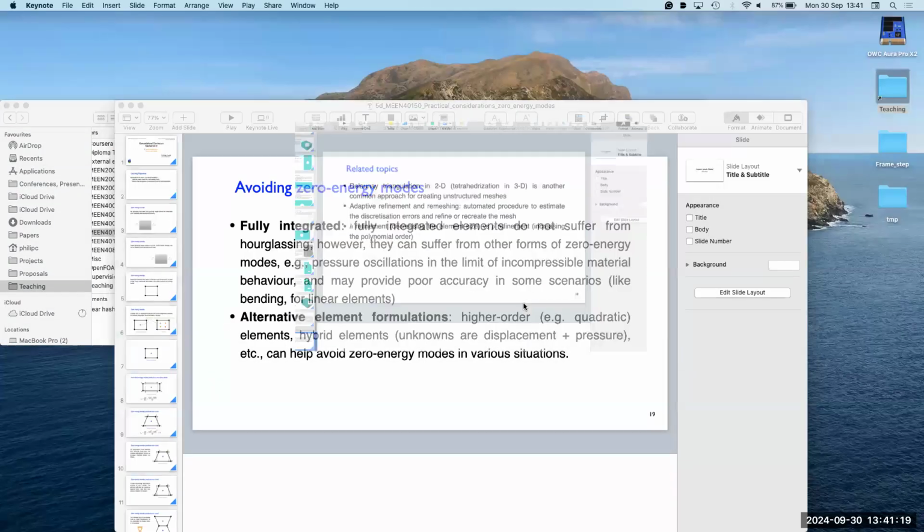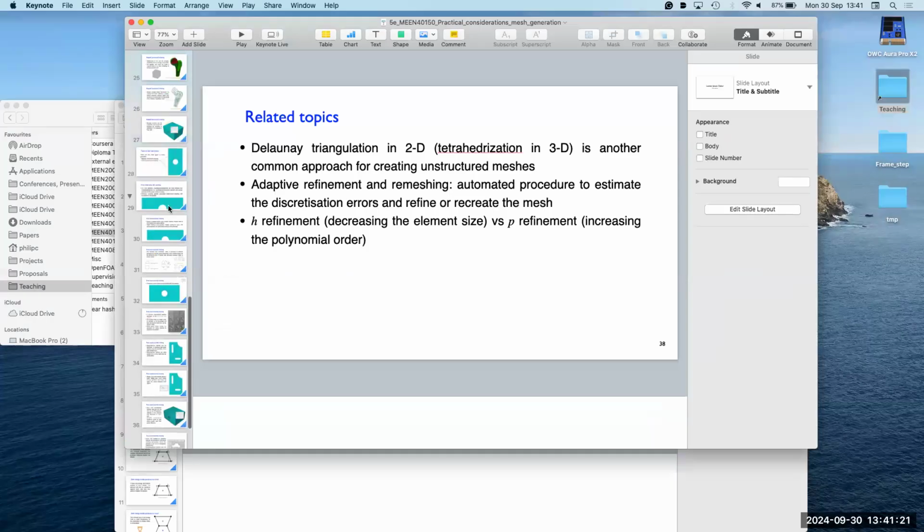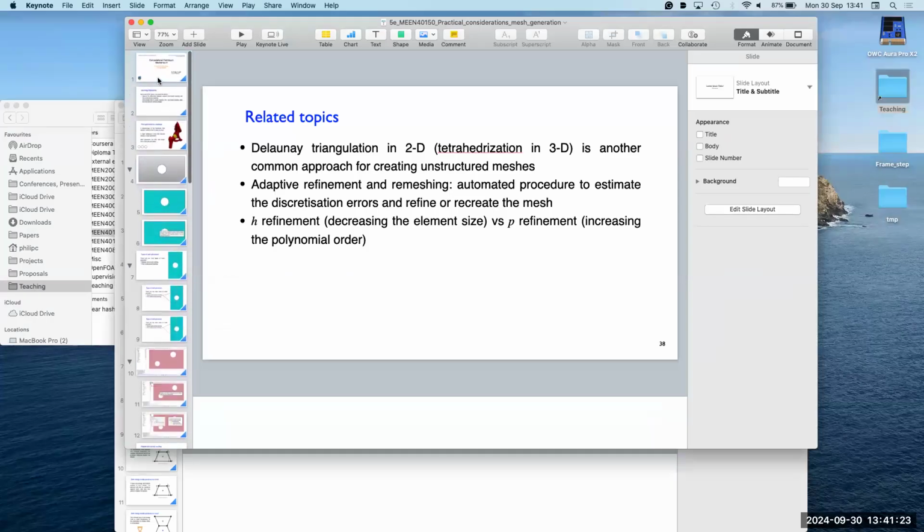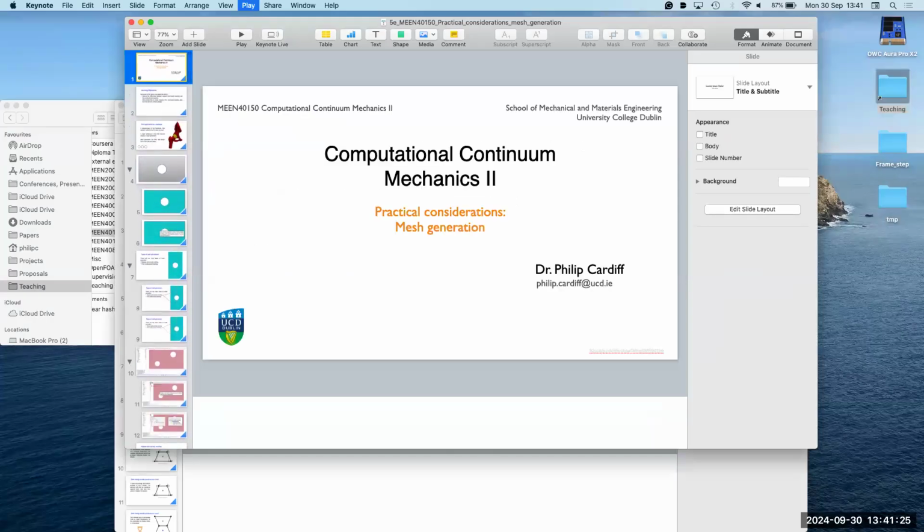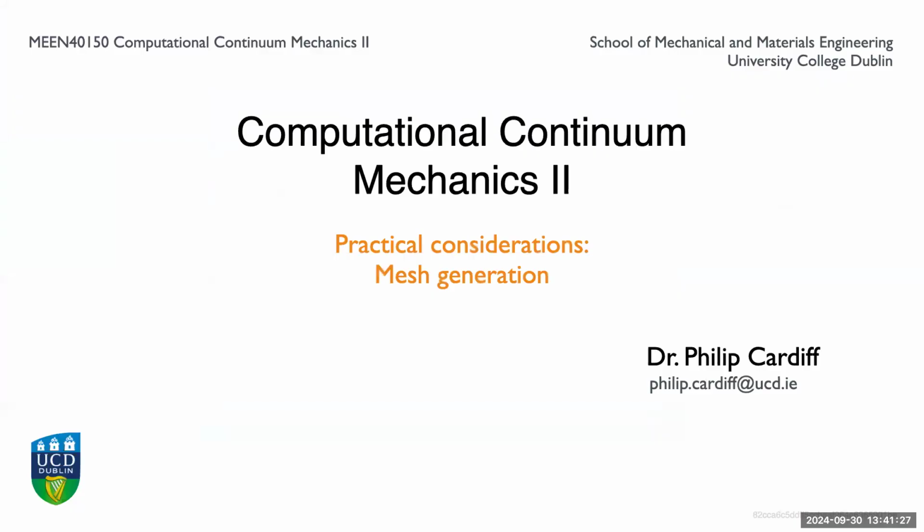So the next set of slides I wanted to go through, I know it's 41, but I might just start, and then we can finish in the next session just to get you thinking about some of the concepts. So the next set of practical considerations, I think these are my last slides of practical considerations, is about mesh generation.